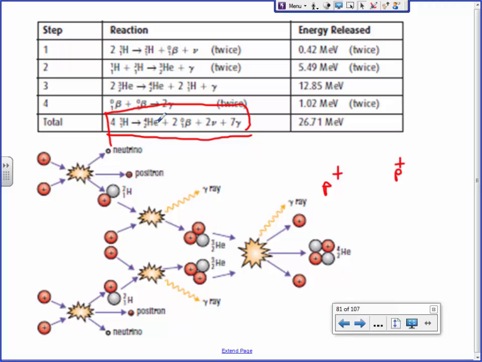Now that might seem strange because you're like, hang on, four hydrogens is four protons. How can four protons form a helium that only has two? Well, you can see right here. It actually forms two positrons, two neutrinos, and 7 of whatever this thing is. That might be the symbol for gamma radiation. I don't know. Crazy stuff. Anyways, it releases a lot of energy.